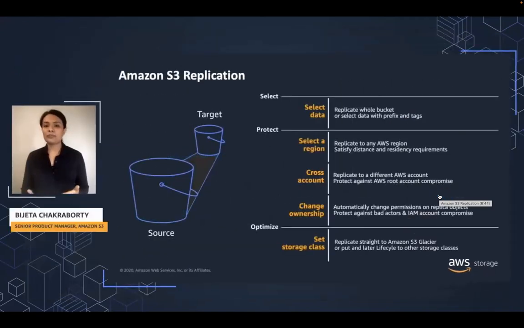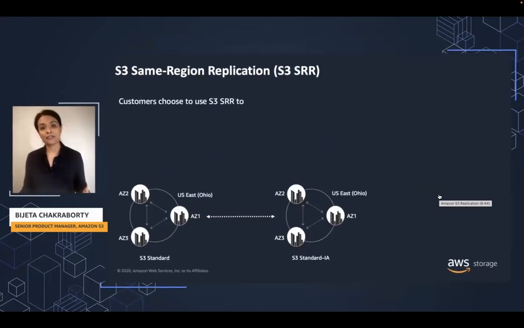To get started with S3 replication, you first select the data that you'd like to replicate and select an AWS region you want to replicate to. You have the option to replicate to the same or different AWS account. You can change ownership of the objects as they're being written to the destination bucket to further protect and isolate your data. And finally, you can choose the storage class of the destination bucket to be the same as the source, or a lower cost storage class like S3 Standard Infrequent Access or S3 Glacier Deep Archive.